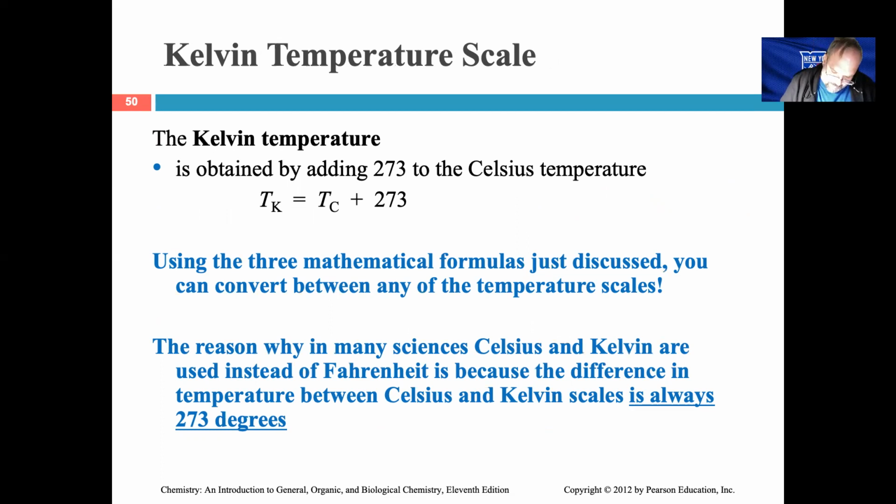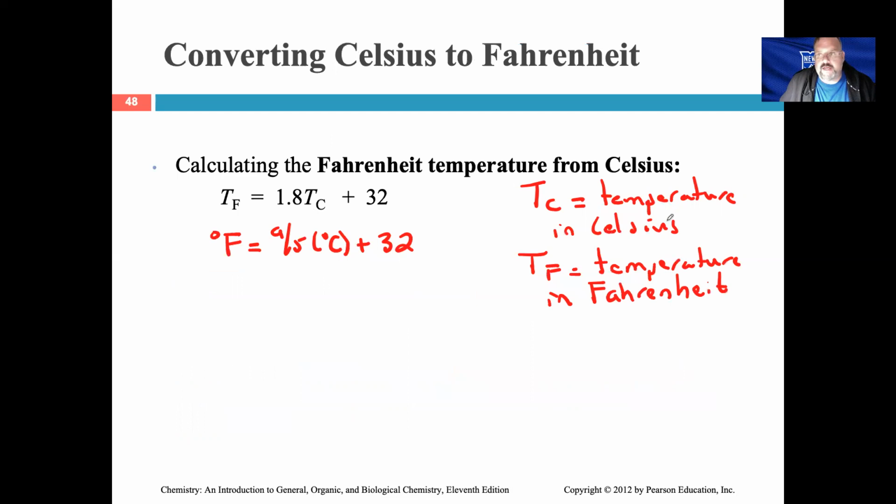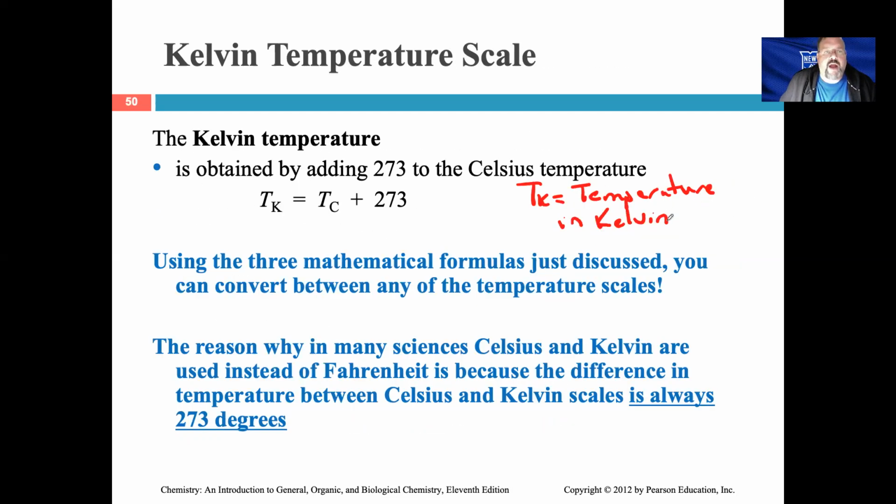So TK is the temperature in Kelvin. Basically, you take the Celsius temperature and add 273, and that gives you the temperature in Kelvin. And if you know these three equations, you can convert between any of the temperature scales. How would you go from Kelvin to Celsius? Well, instead of adding 273, you would subtract 273. How would you go from something like Fahrenheit to Kelvin?